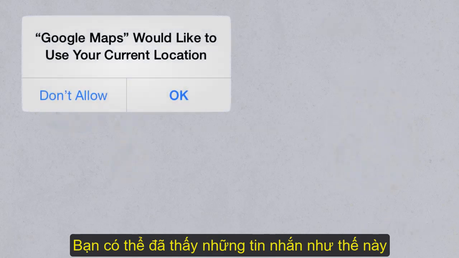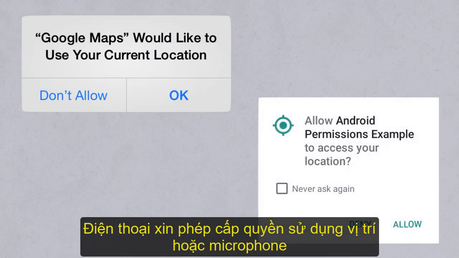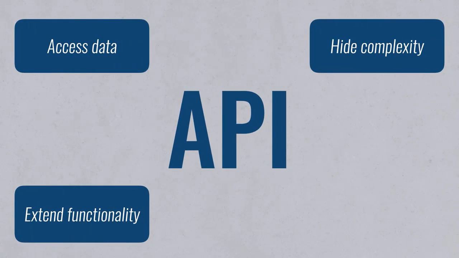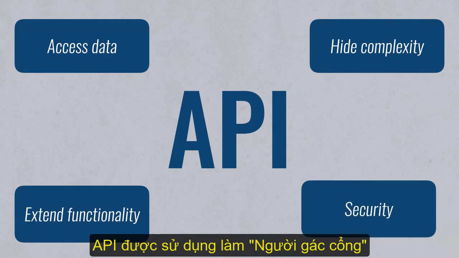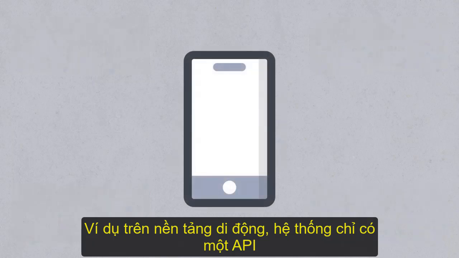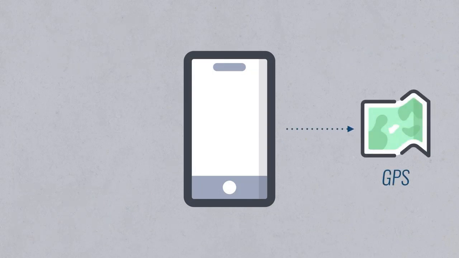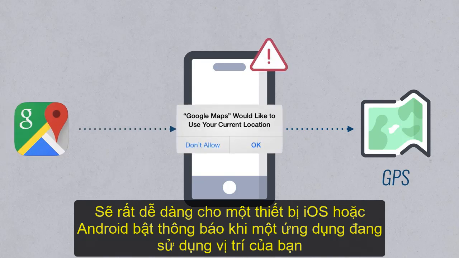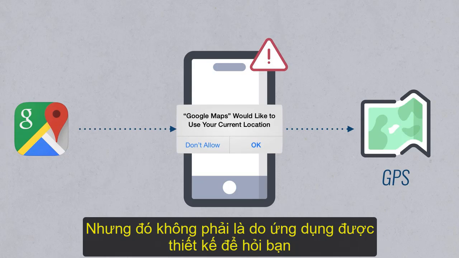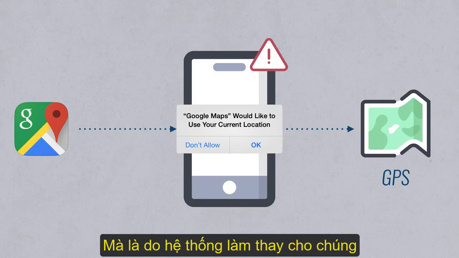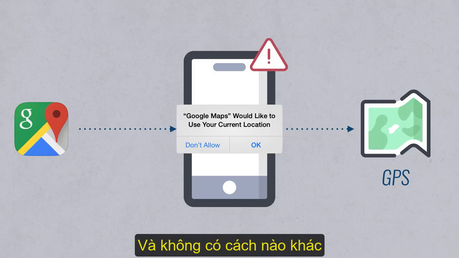You've probably seen messages like these: your phone asking for permission to use your location or microphone. And that brings us to the final use case. APIs can be used as gatekeepers. For instance, on mobile platforms, the system only has a handful of APIs that can be used to get your location. And because it's centralized in the system, it's really easy for iOS or Android to notify you when an app is using your location. So it's not the app that is being nice and asks your permission first. No, it's the system that does it for them. There is no way around it.